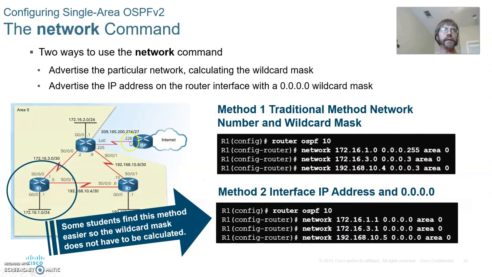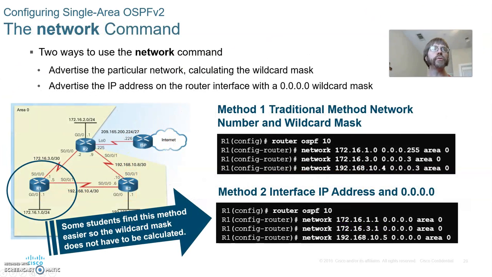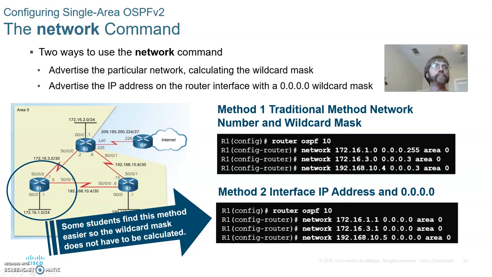And now I'm in the right place again. Huzzah! So there are two different ways to use the network command. You can advertise the network using the mask. The other thing you can do is advertise the address itself using a wildcard mask of 0.0.0.0, which of course corresponds to a mask of 255.255.255.255. So you could look at the line that says L on that link and see what it is.